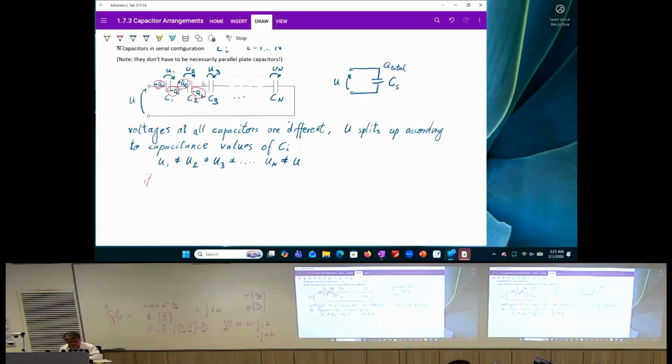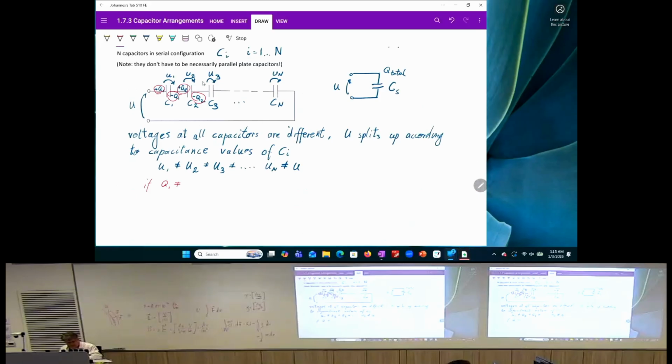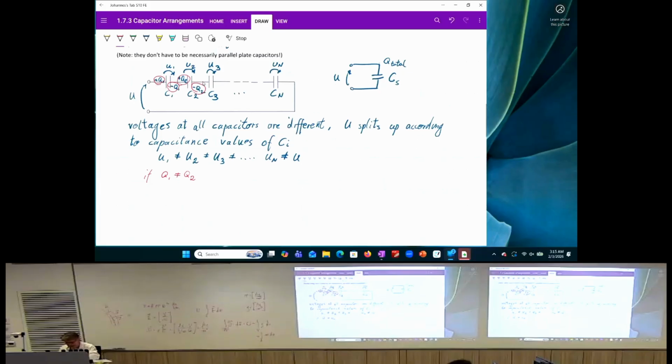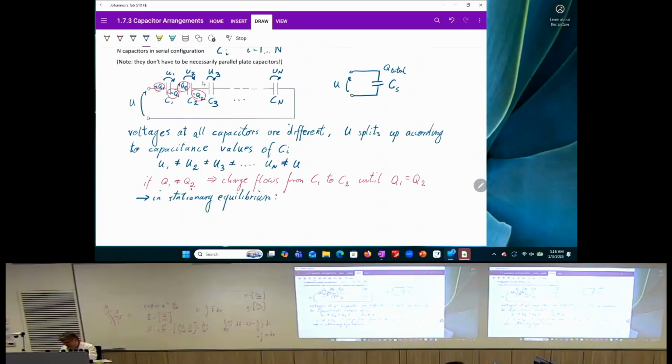If that was not the case, if Q1 was not equal to Q2, then you would have a charge flowing from the one capacitor to the other until you have them equal. Eventually, you get into a stationary equilibrium, and then you will have Q1 equal to Q2 equal to Q3 is equal to Qn.